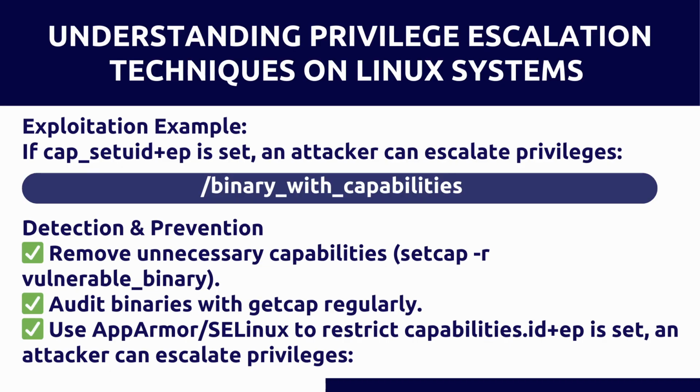Exploitation example: if cap_setuid+ep is set, an attacker can escalate privileges by running the binary with those capabilities. How do we detect and prevent this? By removing unnecessary capabilities, which is setcap -r vulnerable_binary. Then again, audit binaries with getcap regularly. Then again, use AppArmor or SELinux to restrict capabilities.